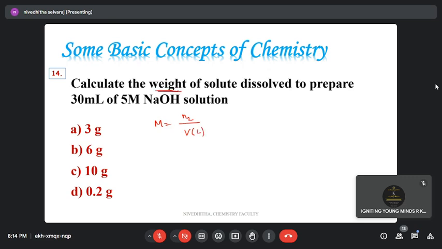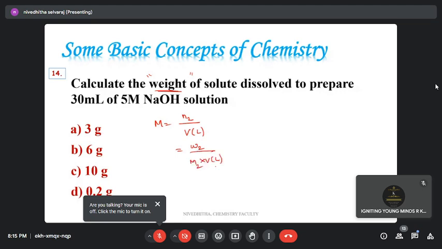Here they're asking us. D, ma'am. Sorry? Option D. Is it 6 gram, right? No, ma'am. Option D, 0.2 gram. Okay, we'll see. So they're asking us to calculate the weight of solute. So number of moles of solute can be written as weight by molecular weight, and molarity is that divided by volume of the solution in liters, right? Okay. So now I'm going to substitute the data.